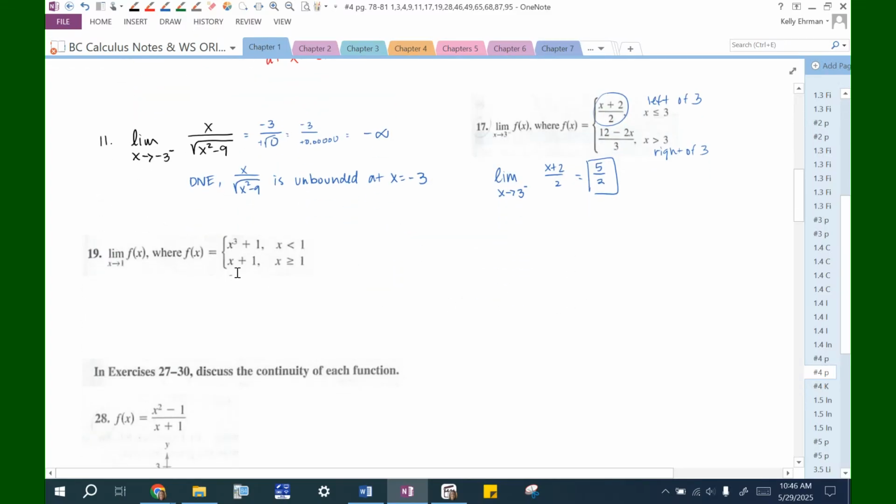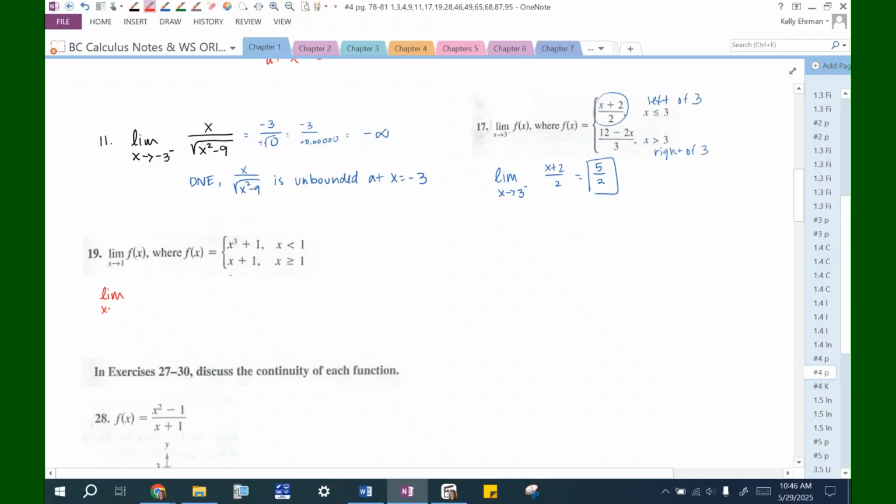Number 19 says, find the limit as x approaches 1, where f of x is this piecewise function. And it doesn't tell me which side, so I need to evaluate both sides. And if the left and the right limits match, then I have my limiting value. If not, it does not exist. So again, show this work with the proper notation.